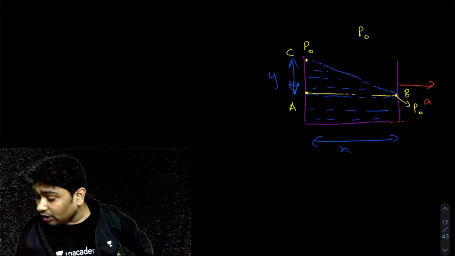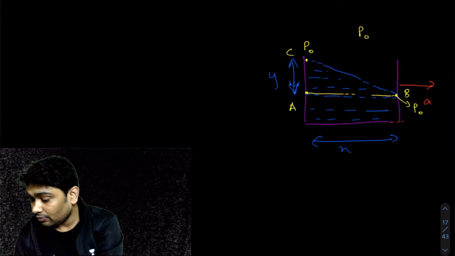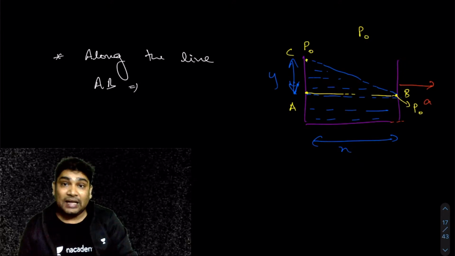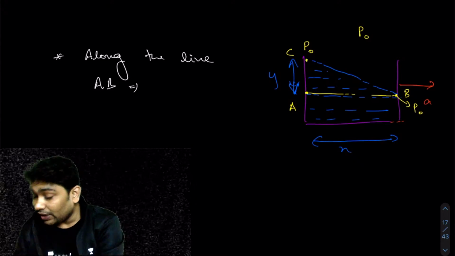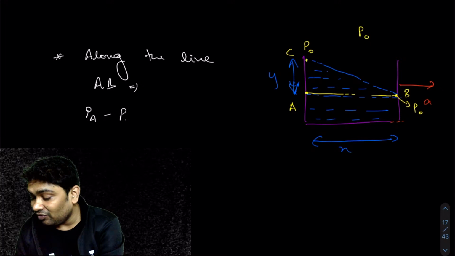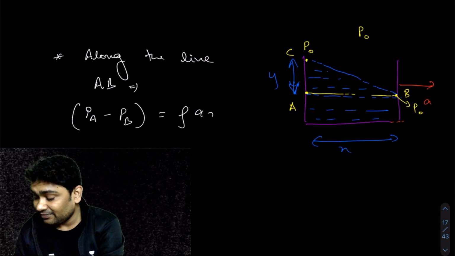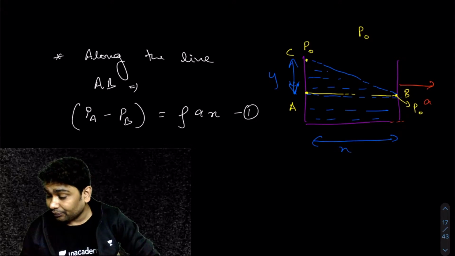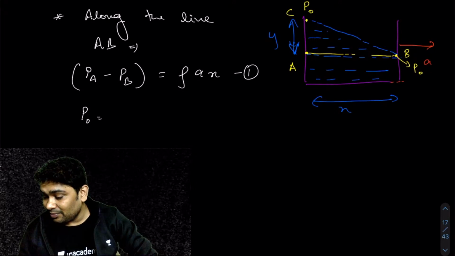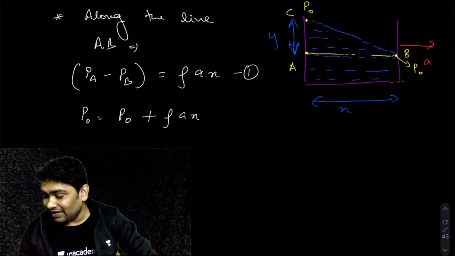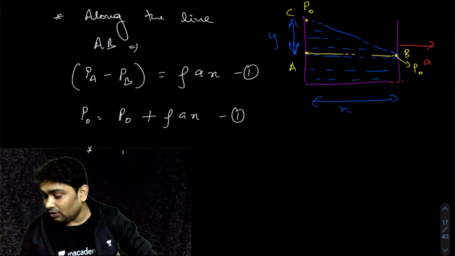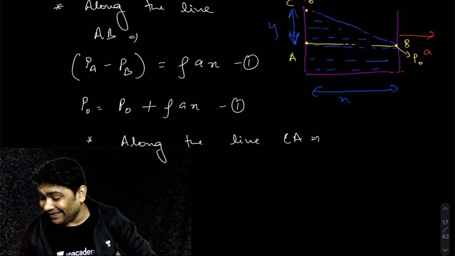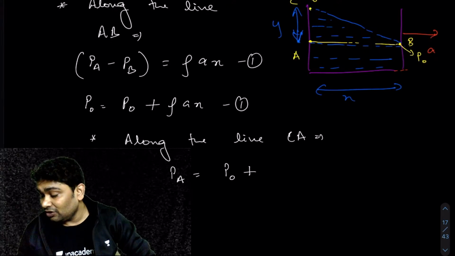So I can tell you now that along the line AB, I can say that pressure will increase in the direction of the pseudo force, right? So what I can say is PA minus PB would be equal to rho AX. That is going to be my first equation, right? Okay, and PB I know is P naught. So I can say PA equals P naught plus rho AX. That is my first equation. Similarly, along the line CA, what you will realize is that PA is P naught plus rho GY.